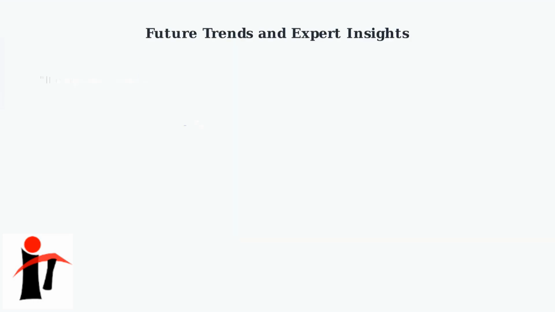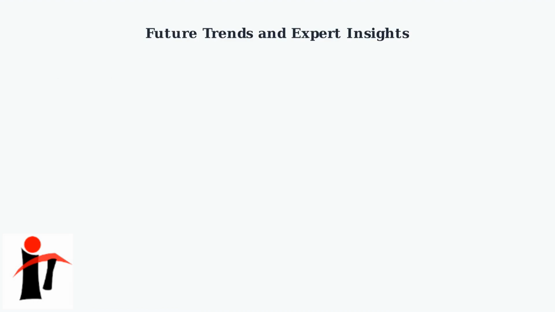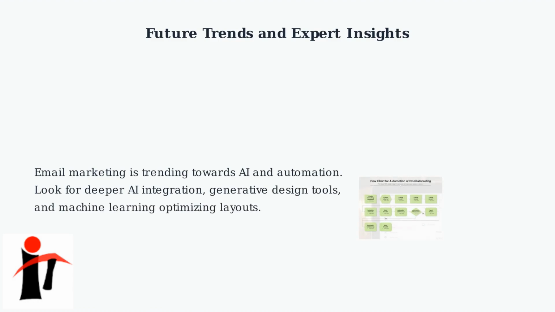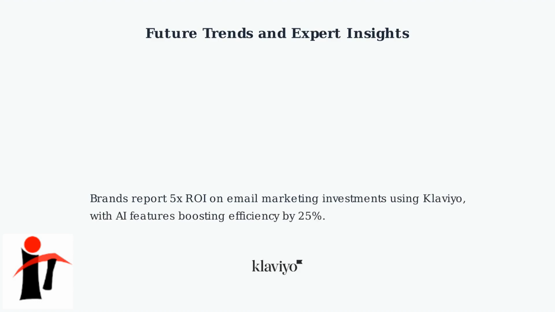Email marketing is trending towards AI and automation. Look for deeper AI integration, generative design tools, and potentially machine learning optimizing layouts. Sustainability in email, such as carbon-neutral sending, is also emerging. Experts like Neil Patel emphasize pairing drag-and-drop simplicity with HTML for true creativity. Brands report 5x ROI on email marketing investments using Klaviyo, with AI features boosting efficiency by 25%.